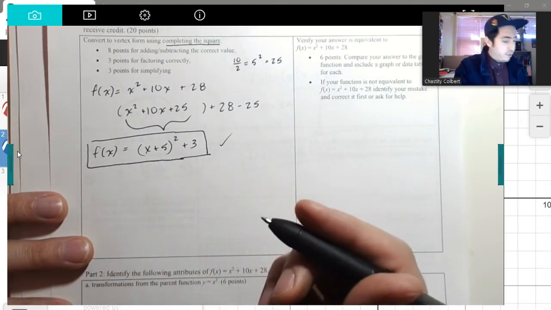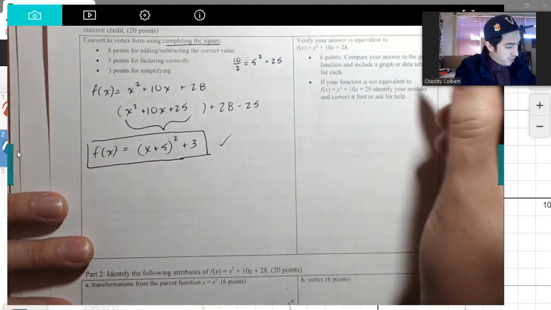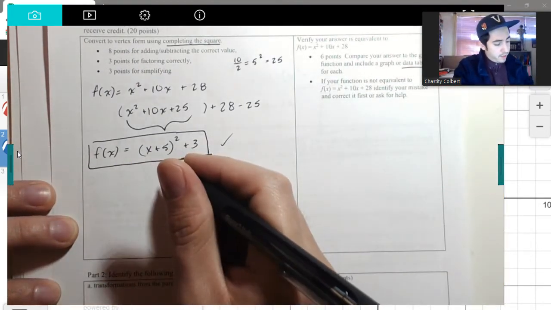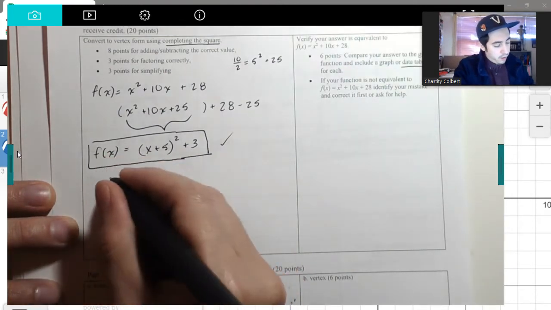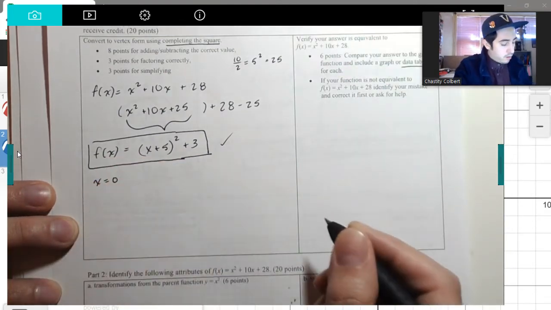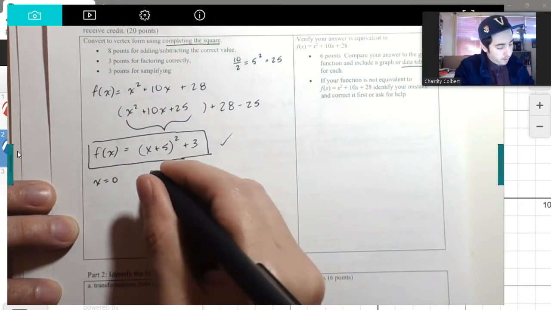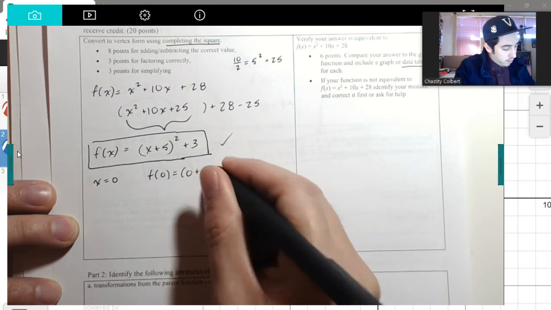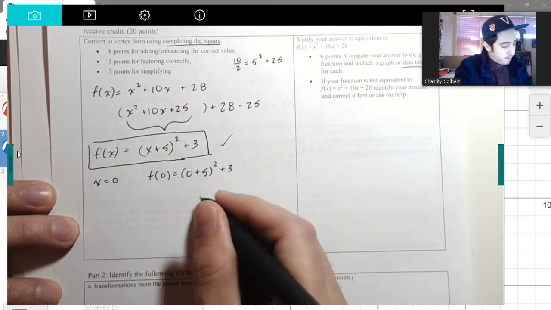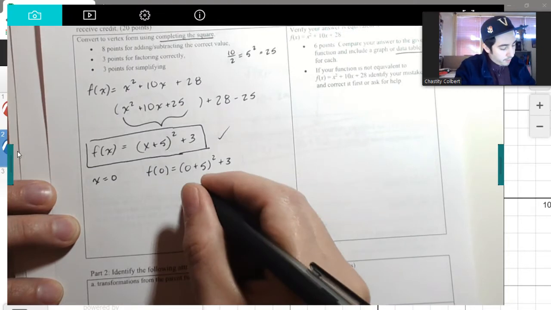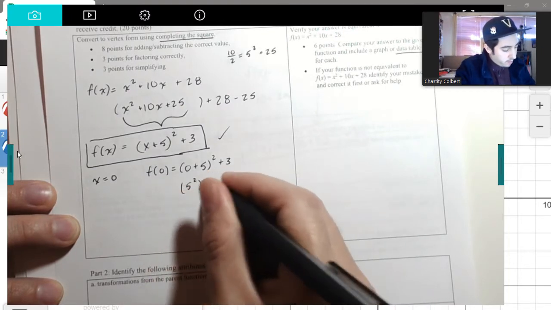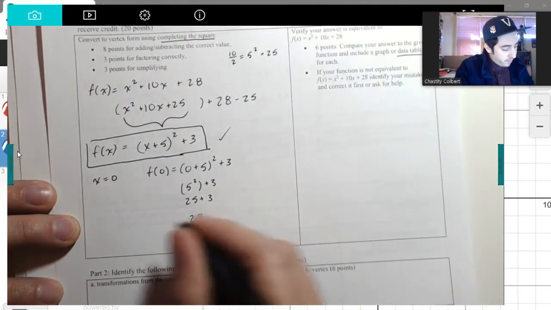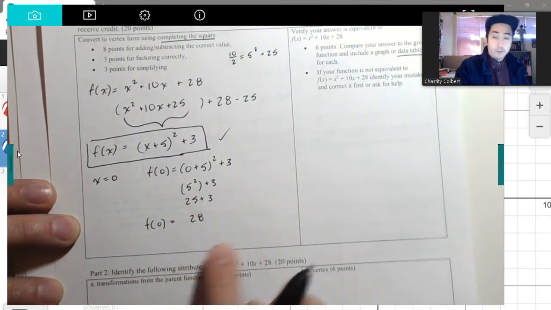You could put in some values. You want a table? I'm going to verify with a table. Okay, sure. Let's verify with a table. So I'm going to do when x is 0. Let's plug in a 0. So f of 0 is equal to 0 plus 5 squared plus 3. This is now going to be 5 squared plus 3. It's 25 plus 3, 28, right? f of 0 equals 28, right?